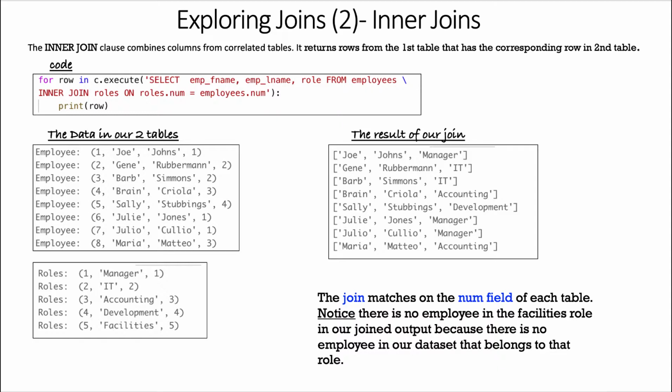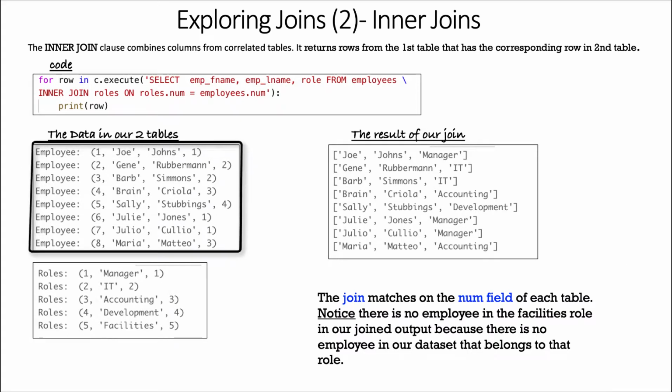So let's look at the code. For row in c.execute, select employee first name, employee last name, and role from employees inner join roles on roles.num equals employees.num. Now that's that foreign key. So we see the data in our two different tables.